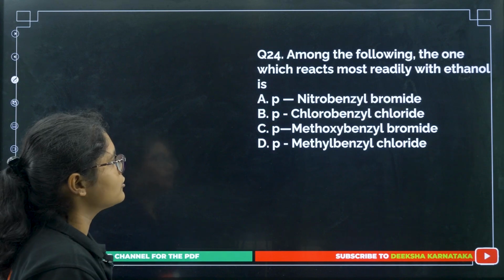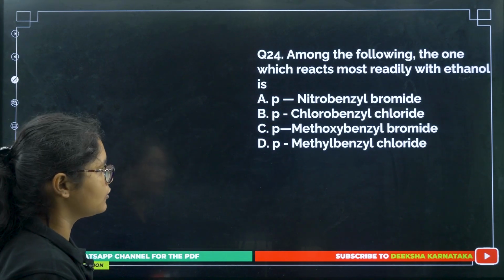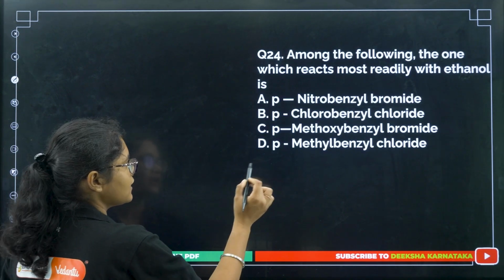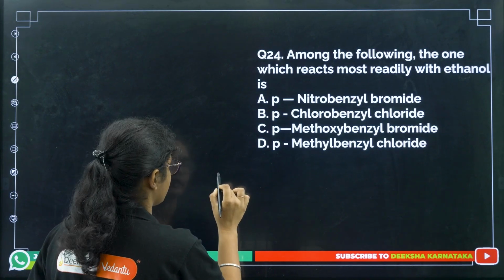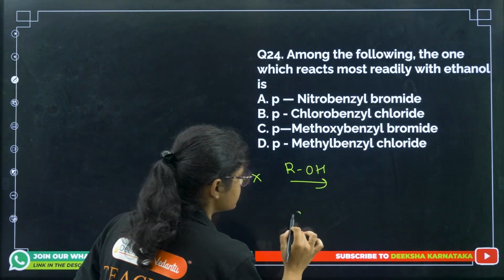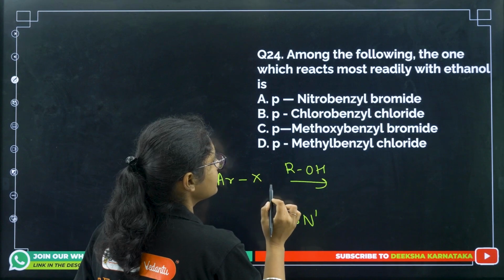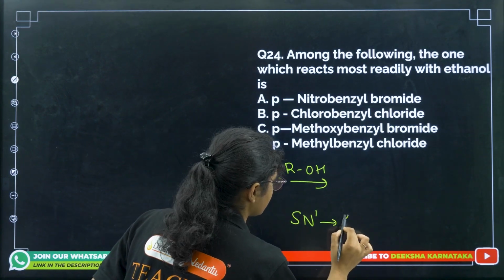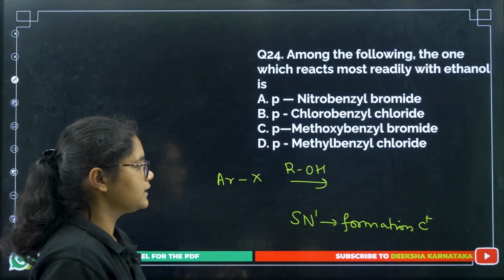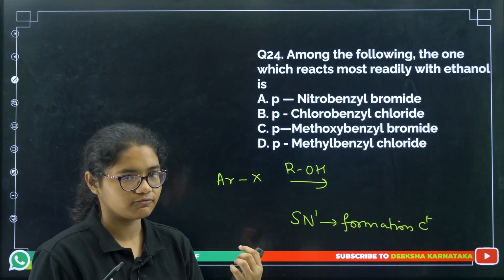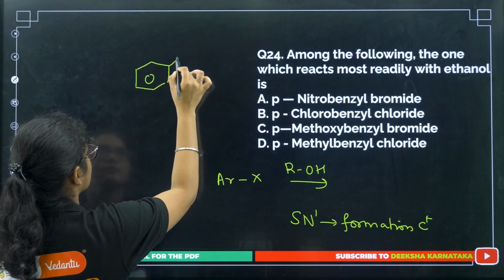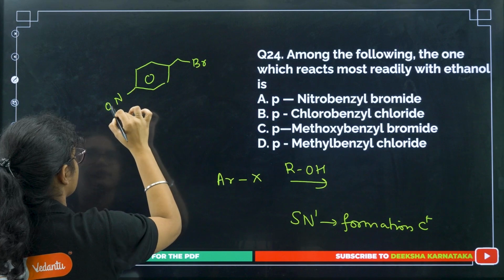Okay. Next, among the following, the one which reacts most readily with ethanol is. So now see the reactions of these alkyl halides, RX, with ethanol. This reaction follows the SN1 mechanism. That means first there is formation of carbocation. The more stable the carbocation, the faster the rate of reaction. Now if you see, para-nitrobenzyl bromide, option number A.